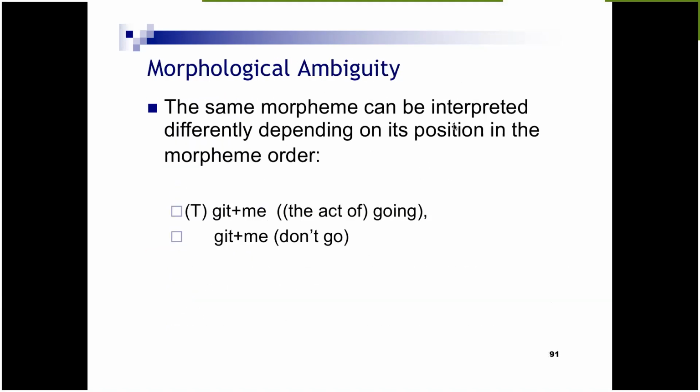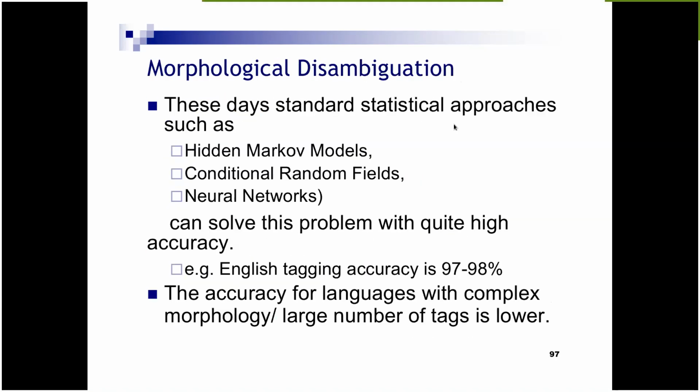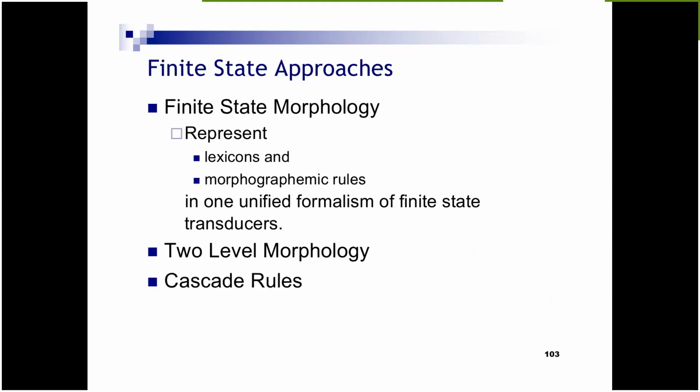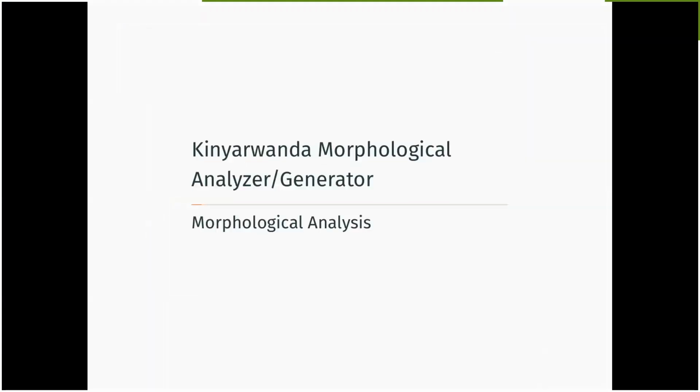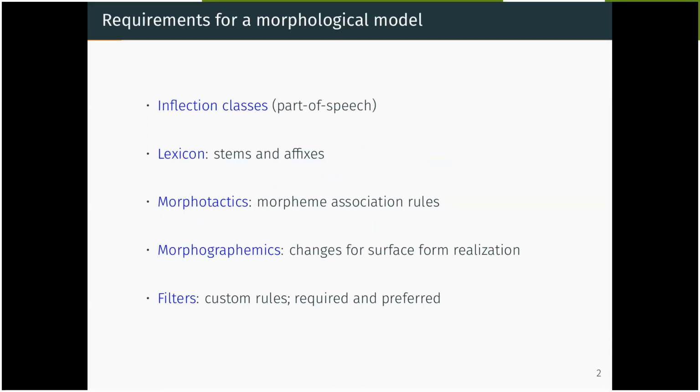Okay, so I think now we can go to our next part. It's not going to be very long because we talked about all the theoretical part. Now we're going to talk about the practical part of implementing this morphological analyzer and generator for Kinyarwanda, but we'll talk more about morphological analysis and morphological disambiguation. The first thing when developing a morphological analyzer is that there are things that you need.